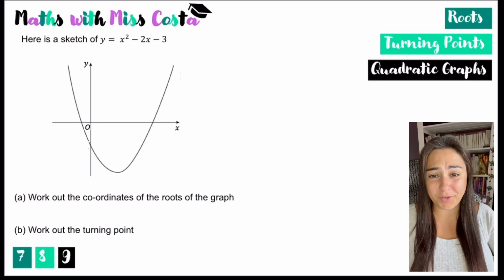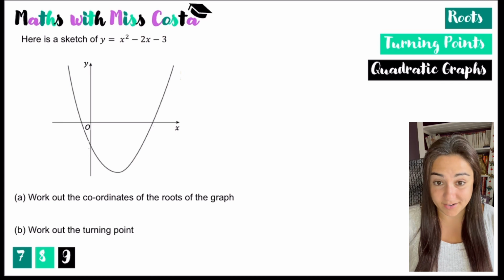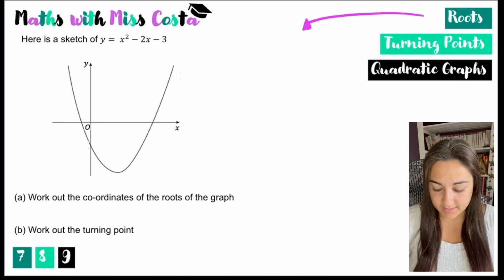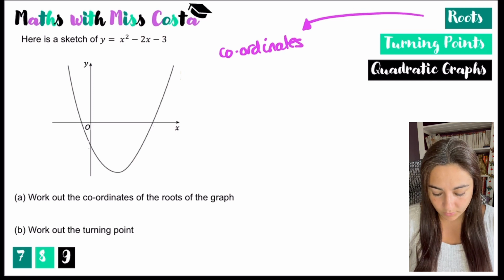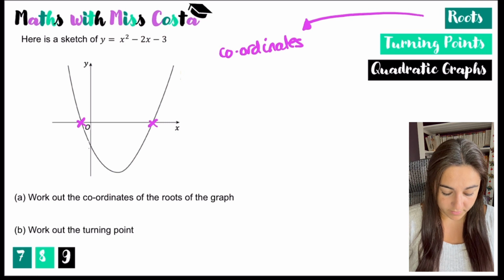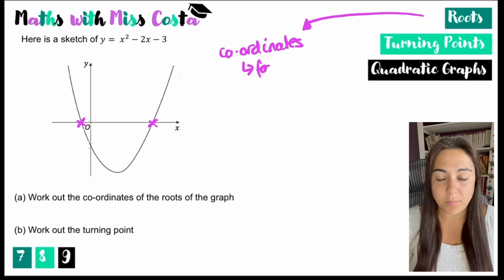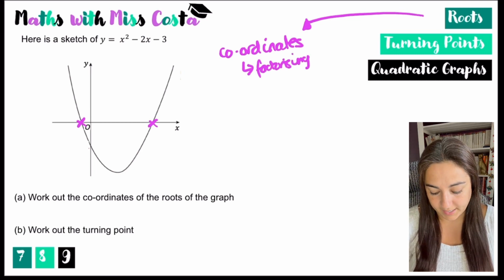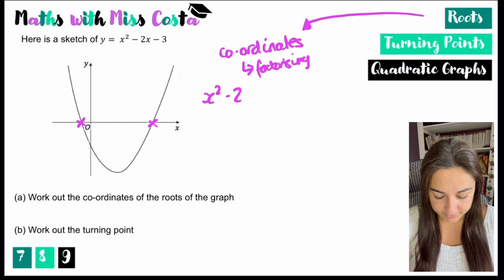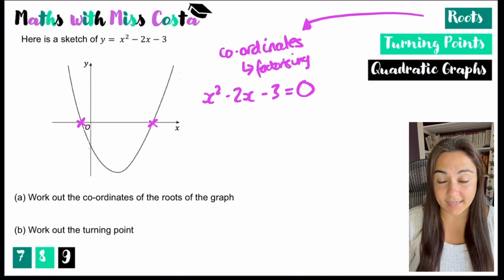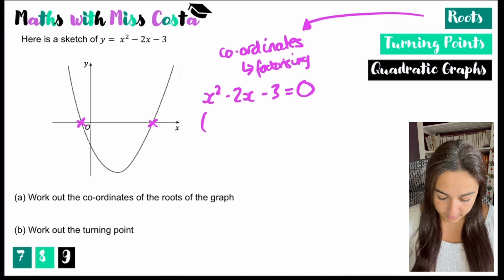Okay, so here we've got roots, turning points, and a quadratic graph all in one. The key thing to know is that the roots, all that means is the coordinates where the graph crosses the x-axis. You can find them by factorising your quadratic. So let's try factorising this: x squared take 2x take 3. Let's make it equal to 0 because along the x-axis y is always 0.